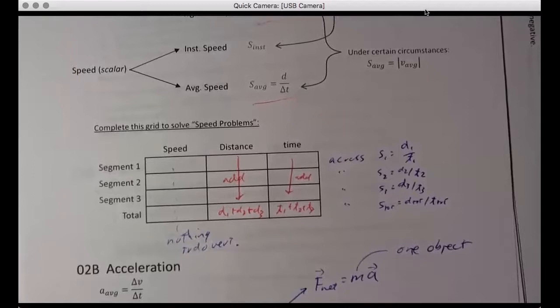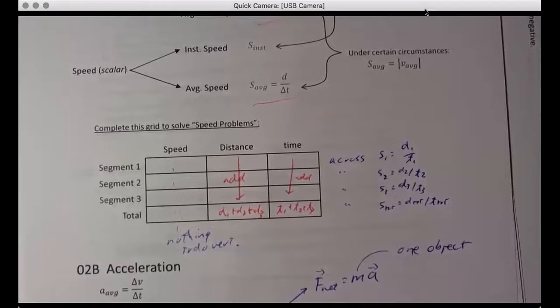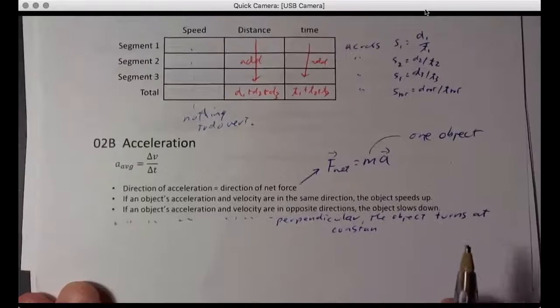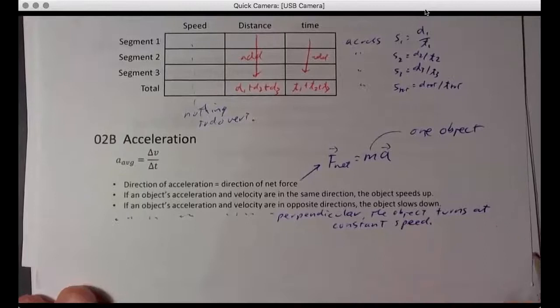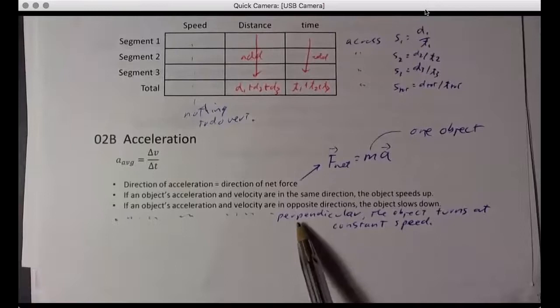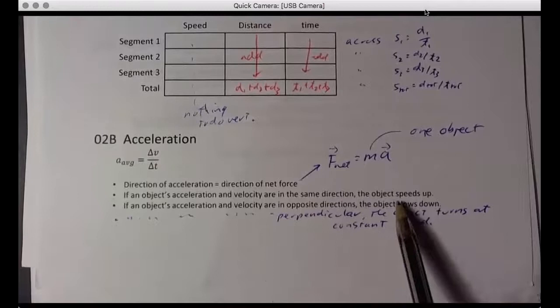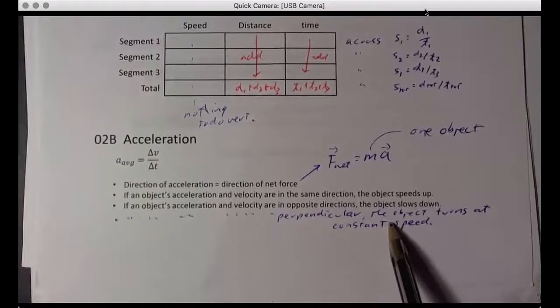If an object's acceleration and velocity are perpendicular, then what happens? Think for a minute. The object turns at constant speed. So it turns at constant speed. Now, what if it's a combination? If it's not quite perpendicular and it's not quite the same, but part the same and part perpendicular, then it'll speed up and turn. These are the pure cases. You can combine them by addition as usual.